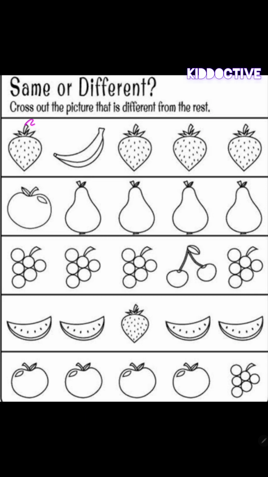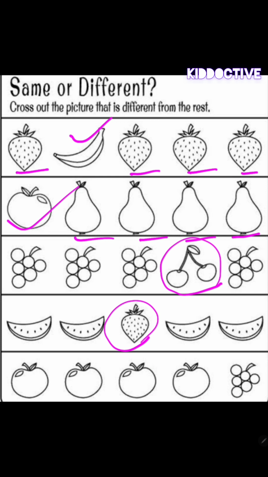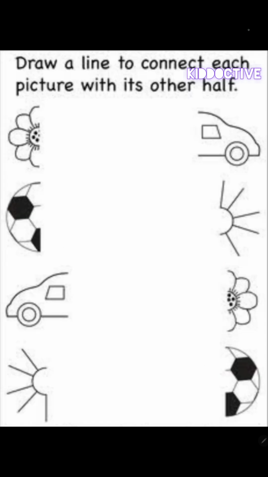Same or different. Cross out the picture that is different from the rest. In the first row there are 4 strawberries which are same and 1 banana, so banana is different. In second row there are 4 pears and 1 apple. 4 pears, yes. Now coming to third row, 1 cherry and 4 grapes, and 1 strawberry, 4 melons.